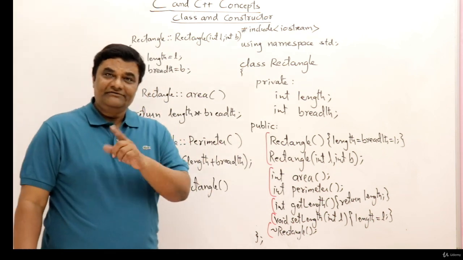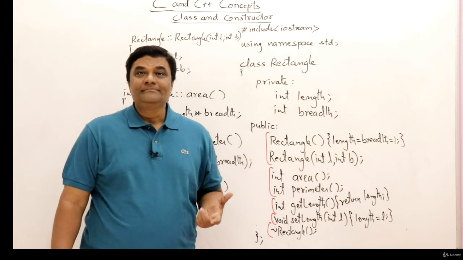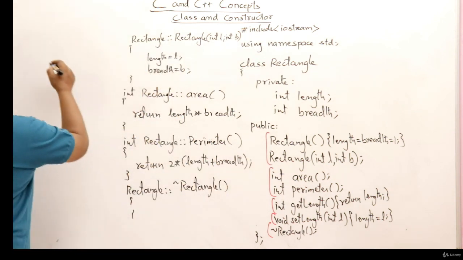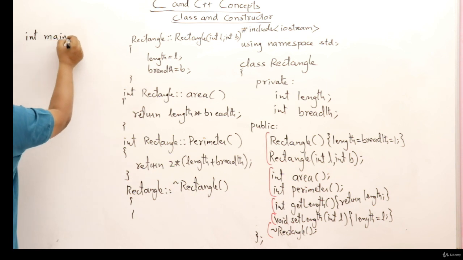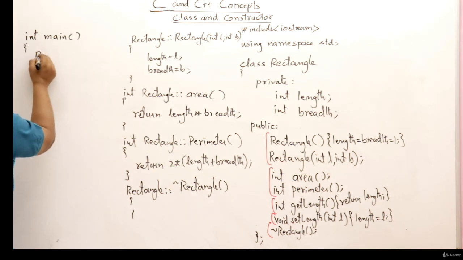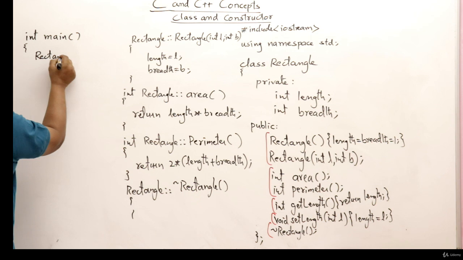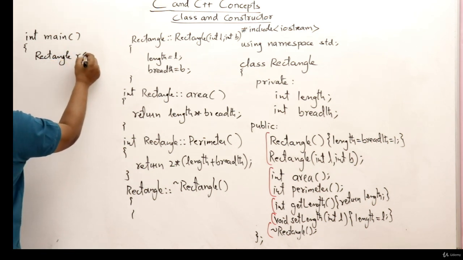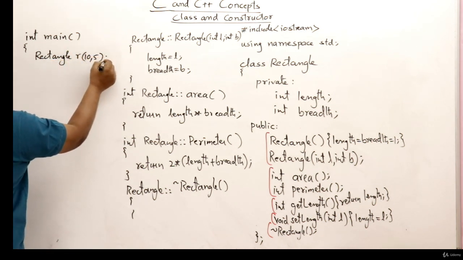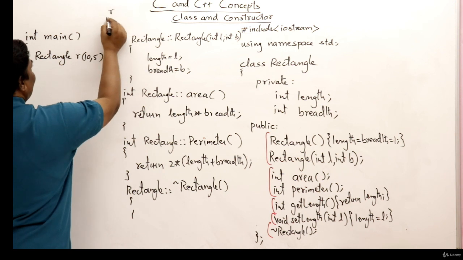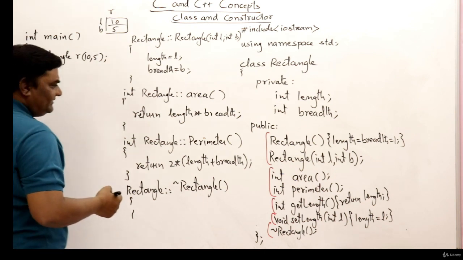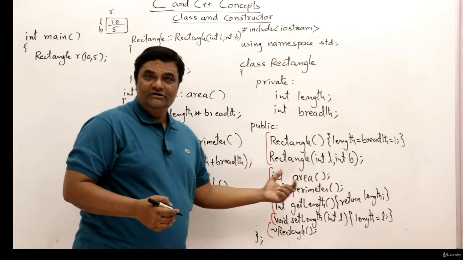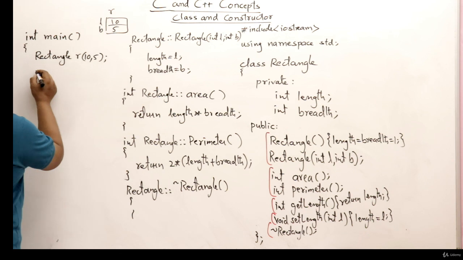Now I will write the main function and use these functions. Let us write a main function here. Int main. Now the first thing, I will create an object of Rectangle, say Rectangle r(10, 5), length and breadth. So this will create a rectangle with length 10 and breadth 5. Next I will call the functions. So I need the functions area and perimeter. I will call them and I will directly display their result.